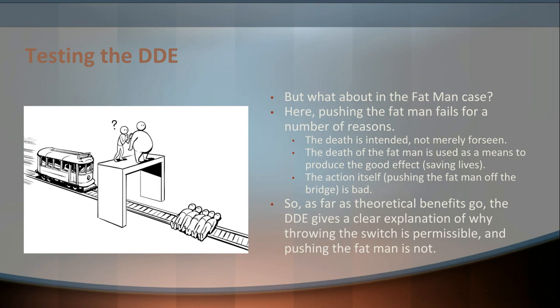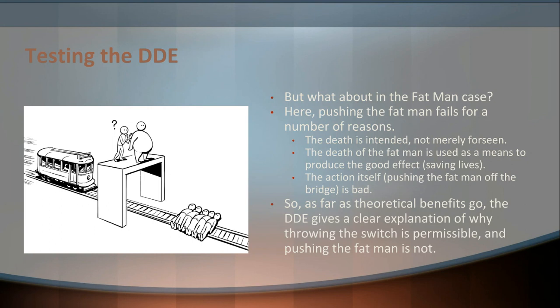So on its own, that's enough to make the Fat Man scenario fail the doctrine of double effect's conditions, and it explains why there's a difference between these two. But there's a couple of other issues going on. The death of the Fat Man is also used as a means to produce the good effect. We're using the Fat Man, we're turning him into a tool to save 5 people's lives. And this seems to be wrong.